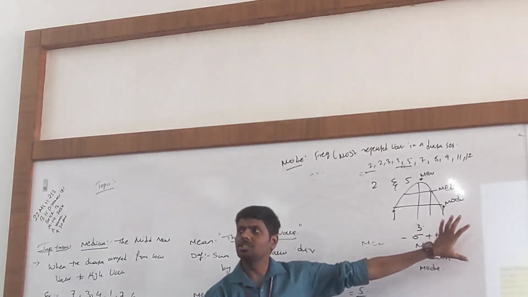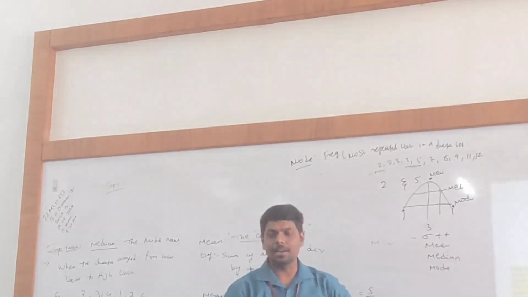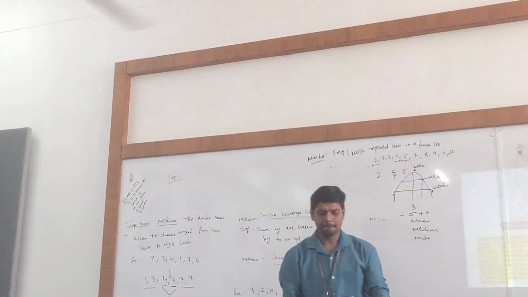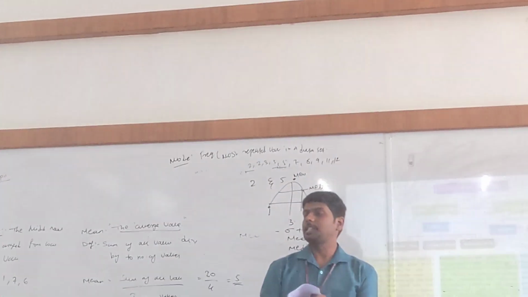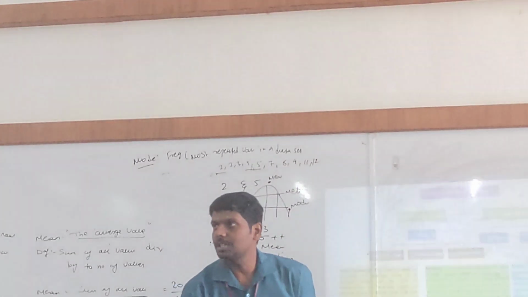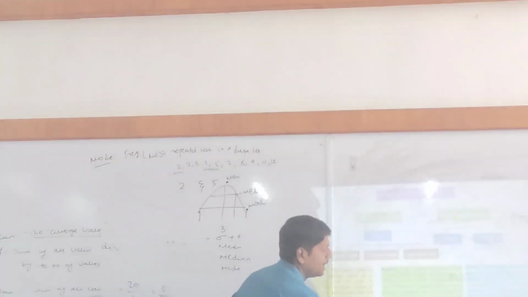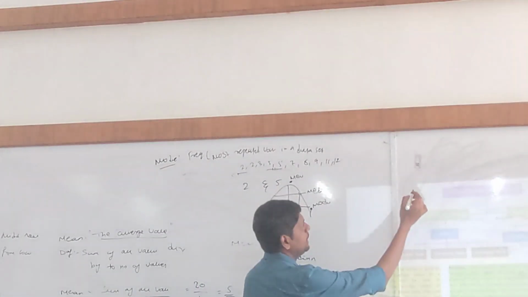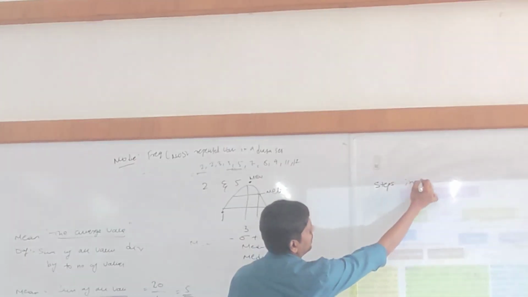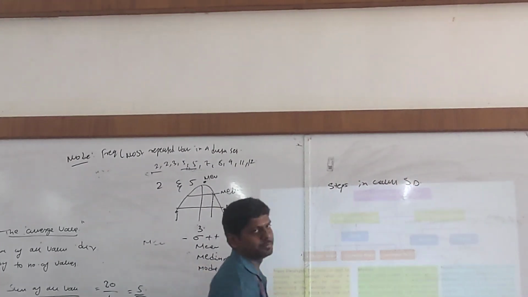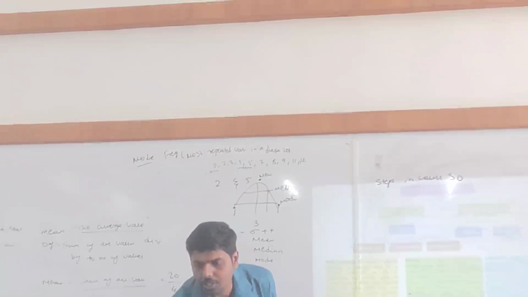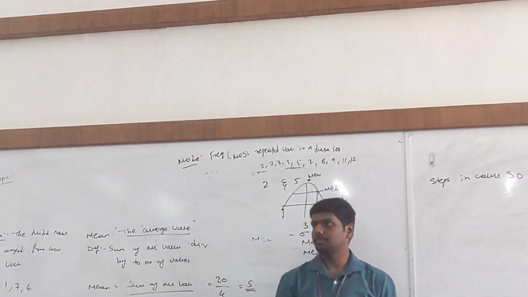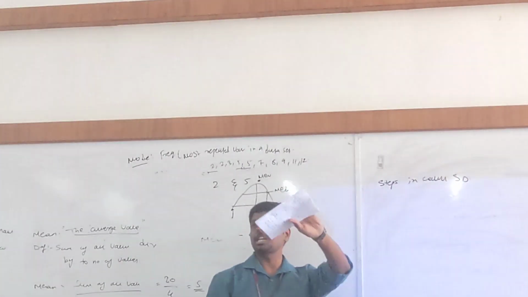Anyway, is it clear so far? Mean, median, mode. Then how to calculate standard deviation? Very simple. Write down the steps in calculating standard deviation. These steps are very important and I will oversimplify the concept. Listen. Write down the steps. Only 5 steps are there.